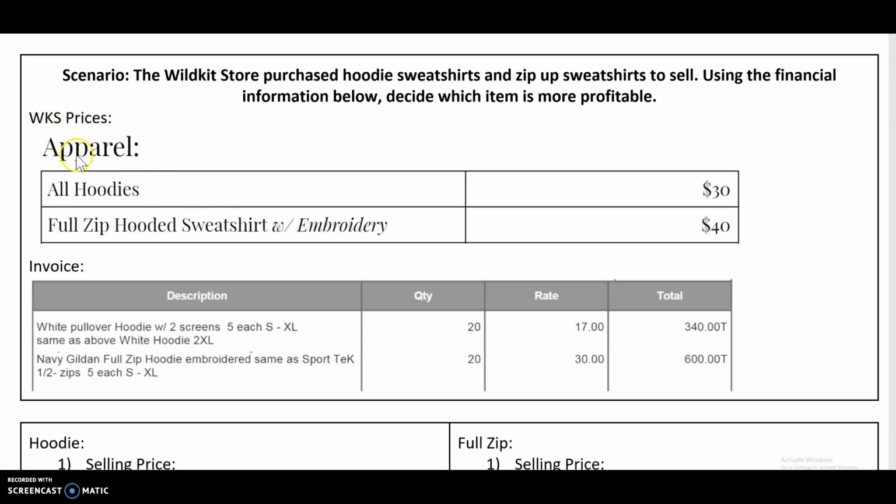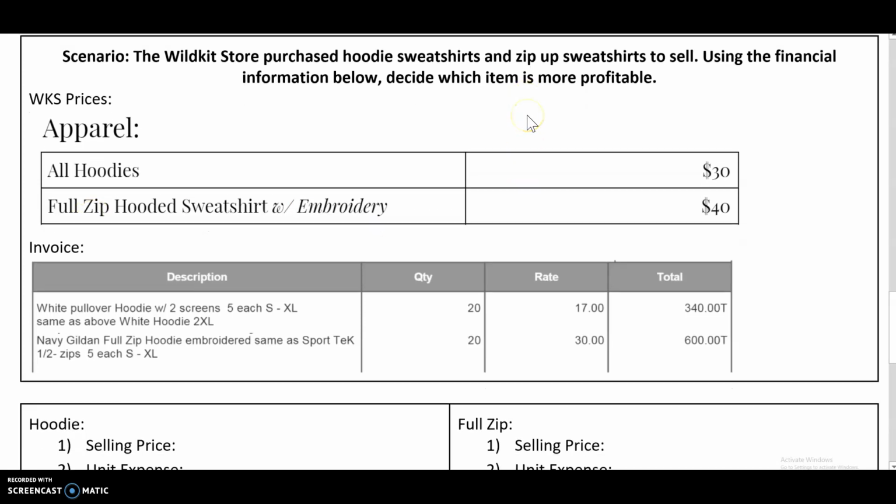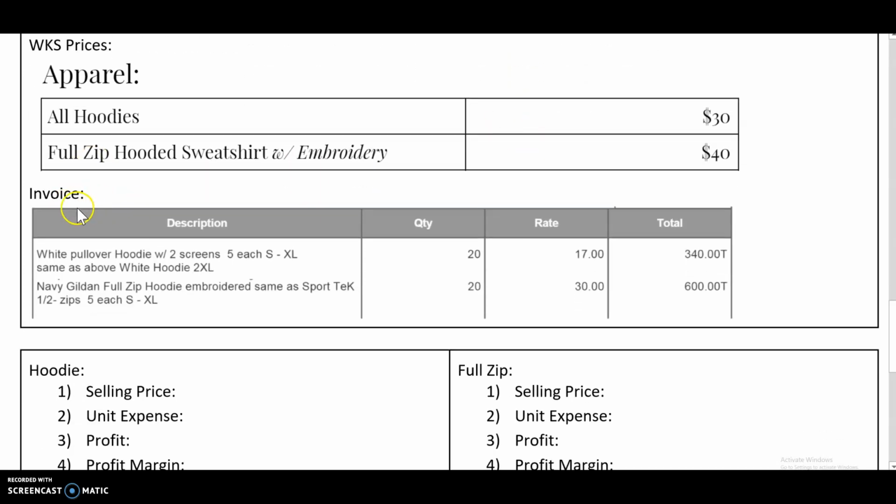Okay, so on top here, you see our price list. We sell at the store, thinking like a business, our hoodies for $30. So customers would pay us $30 for the hoodie. We also sell our full zip sweatshirts for $40. What you see below this is an invoice. Another word for invoice is like a receipt from the person who sells us these items.